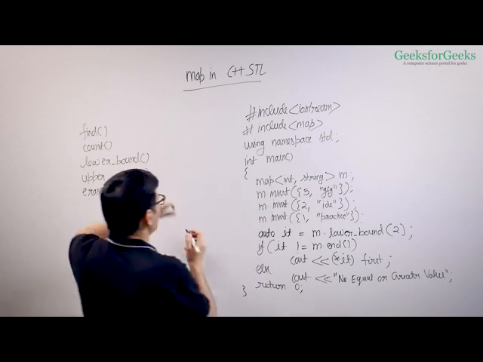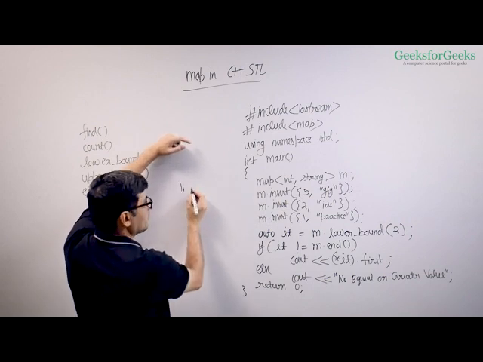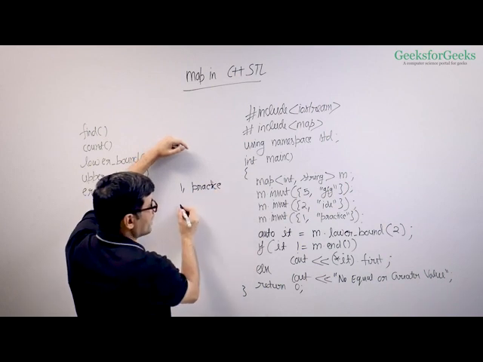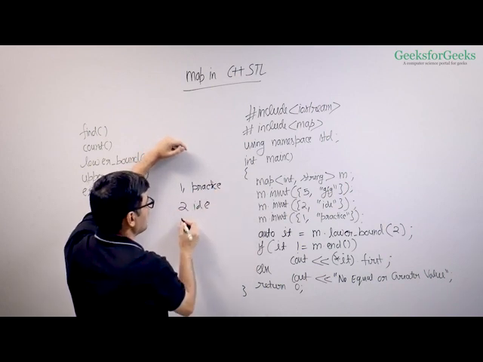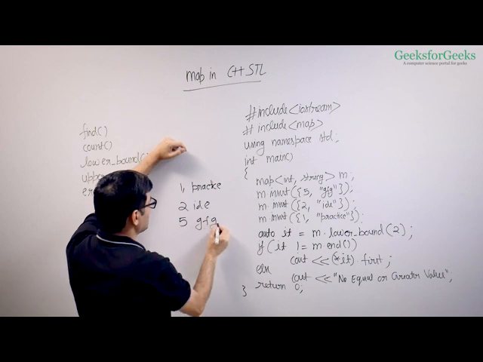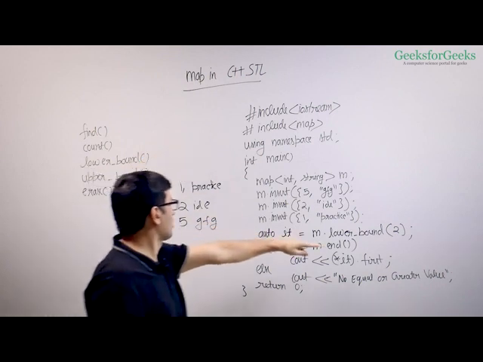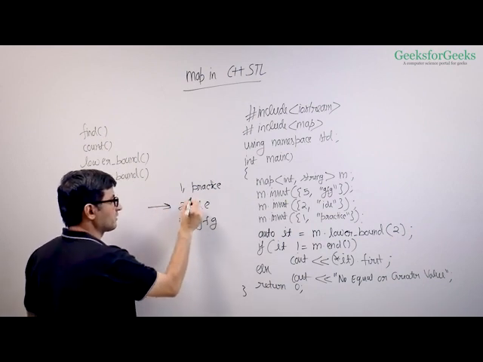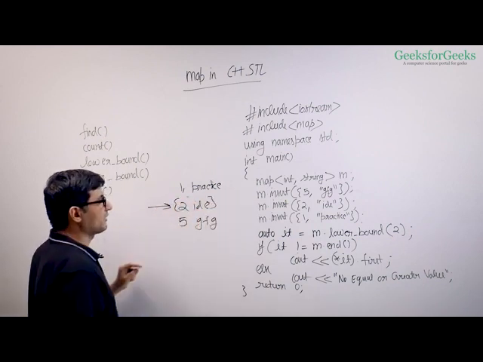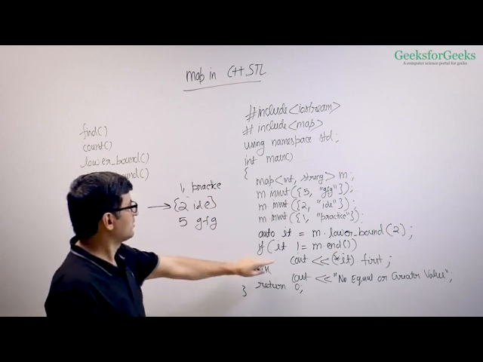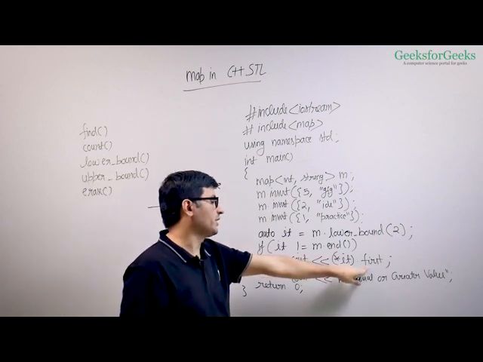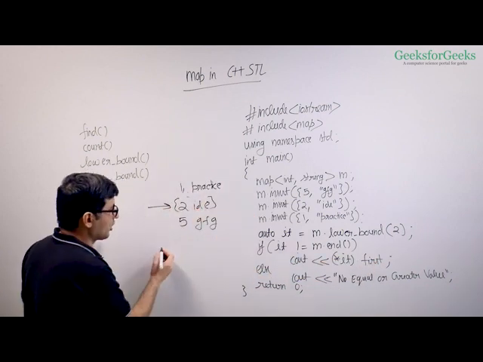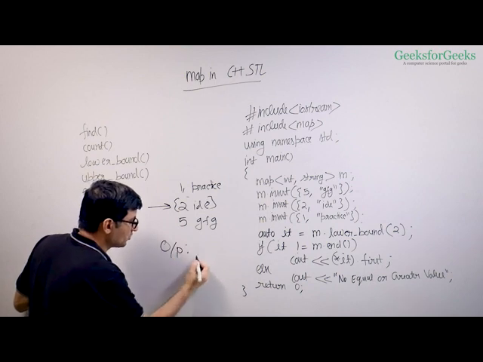Let's see what happens. We have 3 records here, and they are in sorted order because it's a map. 1 practice, 2 IDE, and 5 GFG. So we have 3 records in this. When we do m.lower_bound(2), we get iterator to this record, this pair. This is a pair, right? So what happens now? We get the output as 2, right? And if I print .second, I will get IDE. So the output of this program is going to be 2.